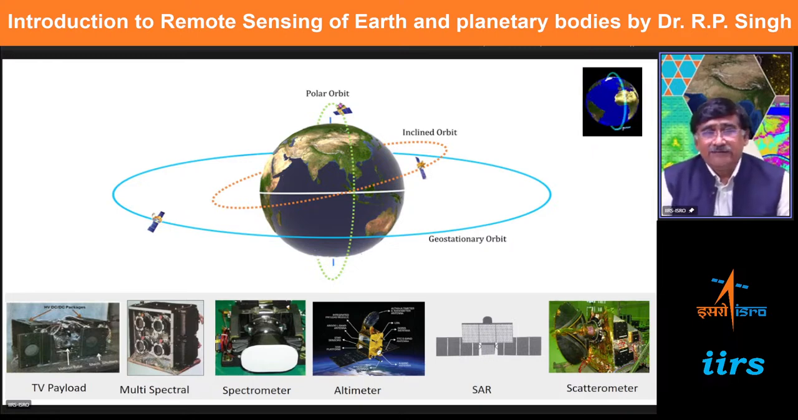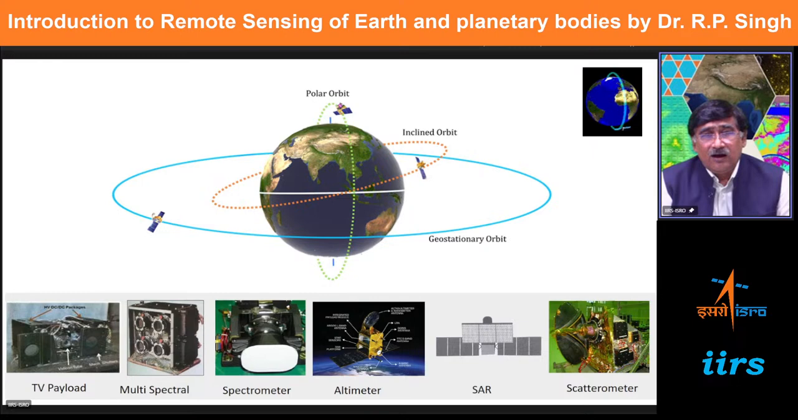And generally, orbits are placed in such a way that they are sun synchronous, meaning the sunlight falls equally when they cross the equator. The local times are the same. These orbits are called polar orbits. They are very popular orbits. Generally, their height is 700, 800 kilometers. And we get to see good details of surface and atmospheric observation.